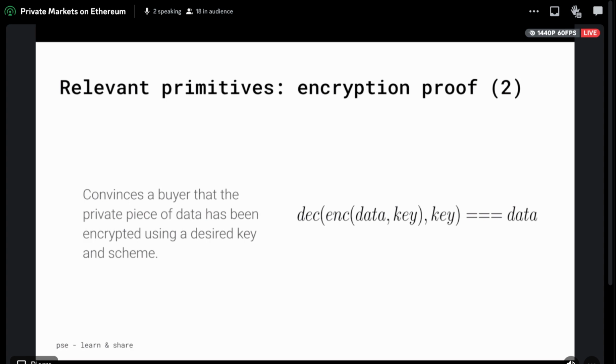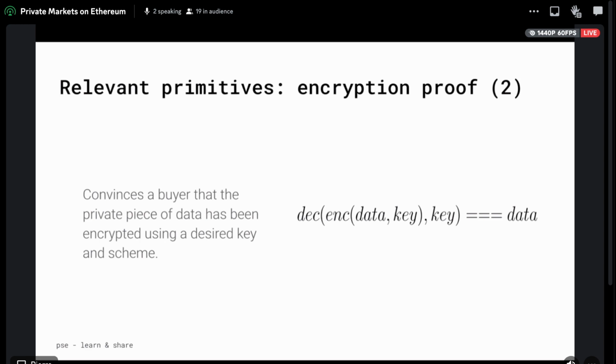And we will need it because we will want to convince the buyer of the data that he will be able to decrypt the data that he's buying. Because when we communicate that data on chain, of course, we don't want to send that data completely decrypted. We want to encrypt it so that this knowledge gets shared only between the seller and the buyer, and not everyone can access what I'm selling. So that's the encryption proof.